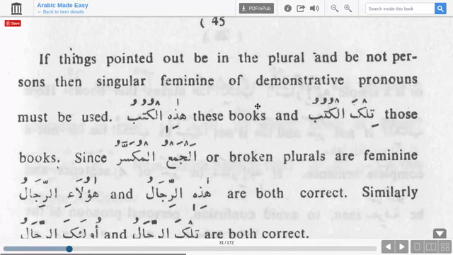If things pointed out are in the plural and not persons, then the singular feminine of the demonstrative pronoun must be used. For example, the plural for kitab is kutub. It is a broken plural because it's not ending in waw or noon or alif and ta. Anything that is not ending in waw or noon, like muslimuna, mu'minuna, these are sound plurals ending in waw, noon, and fatha.